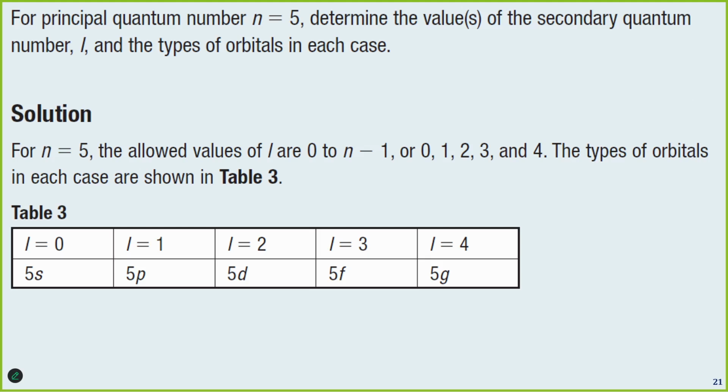So for n equals 5, the allowed values of L are 0 to n minus 1, or 0, 1, 2, 3, and 4, right? The types of orbitals in each case are shown here in table 3. Remember, we need to use letters to replace the 0, 1, 2, 3, and 4. So the orbitals are 5s, 5p, 5d, 5f, and 5g. Any questions? Okay, if no questions, let's have a look at another one.